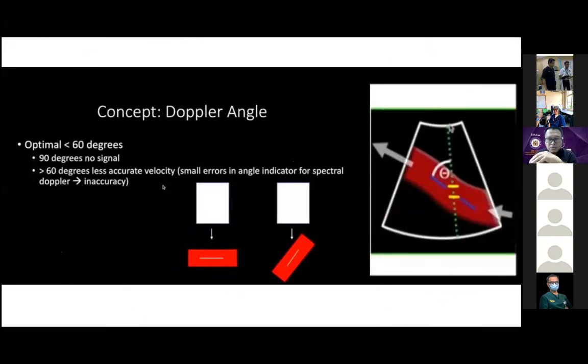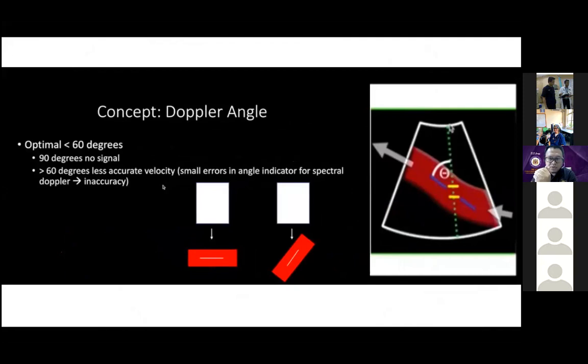Okay, before we proceed, Dr. Adi also highlighted this, but again I try to emphasize, when we do the spectral Doppler ultrasound, the Doppler angle is very, very important. As we discussed earlier, the optimal should be less than 60 degrees, because as we can see here, at 90 degrees there will be no signal. The cosine is zero. If more than 60, it's also not good, as the measurement will be inaccurate.